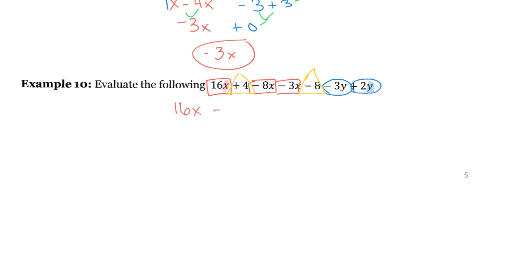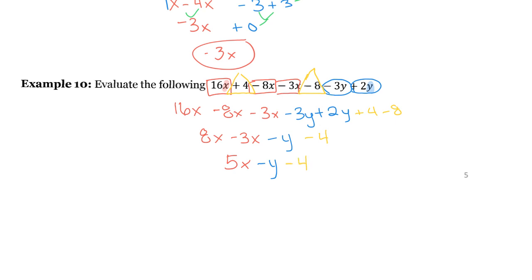So we do 16x minus 8x minus 3x minus 3y plus 2y plus 4 minus 8. Okay? 16x minus 8x is 8x. Bring down our minus 3x. Negative 3y plus 2y is negative y. 4 minus 8 is negative 4. So we're going to keep on combining our x's. This is 5x. Our y we already simplified, and our 4 we already simplified. So then this is our answer. Okay, so you just got to take it one step at a time and just be careful with your signs.